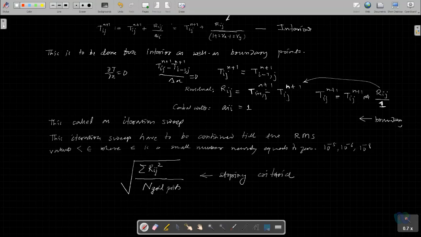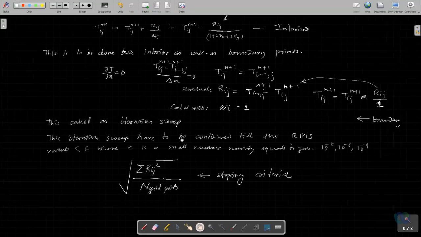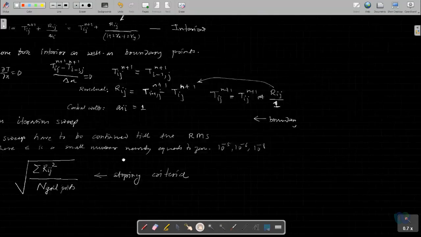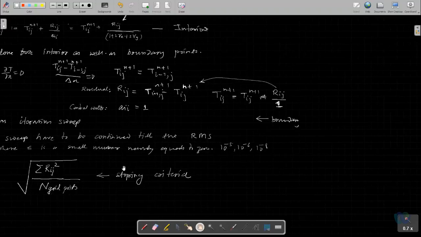There are many types of stopping criteria. This is root mean square. So we have taken the mean here by dividing it by the number of grid points, and we have taken a root. So root mean, and we have a square of the Rij. That is the reason it is called root mean square. There are many ways you can stop the criteria. This is the one which is followed.